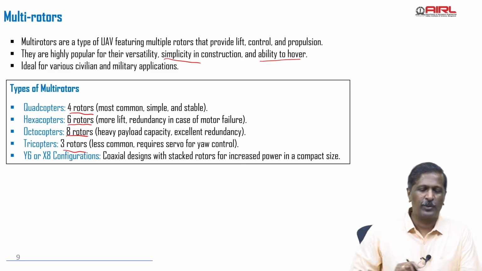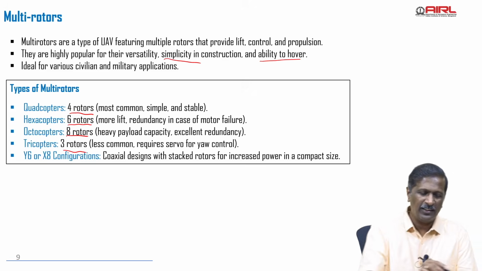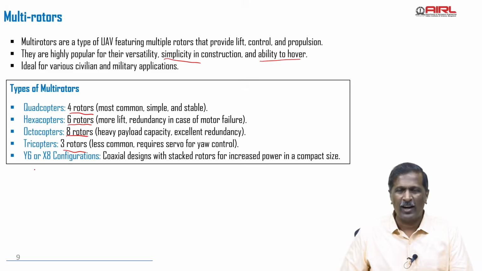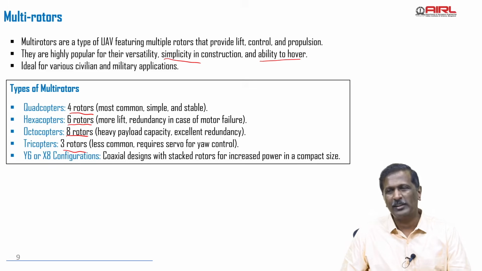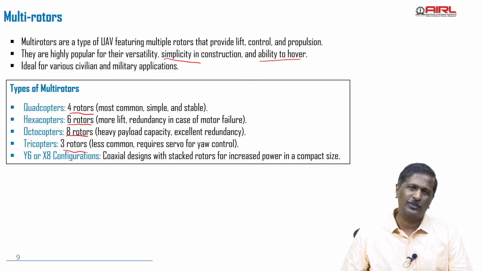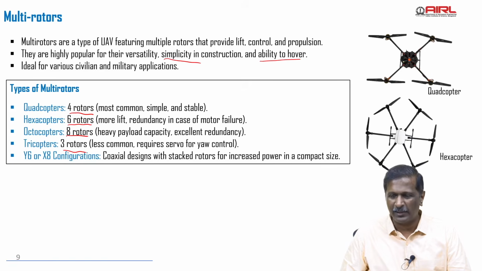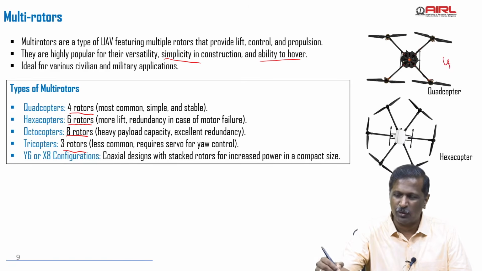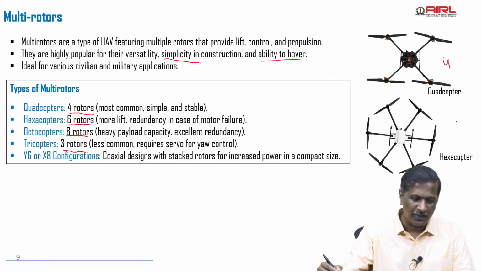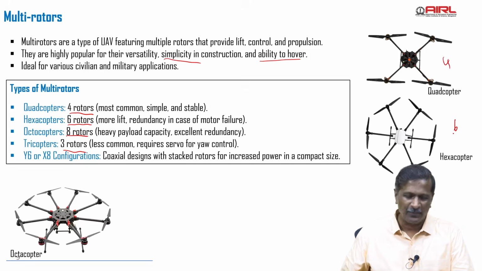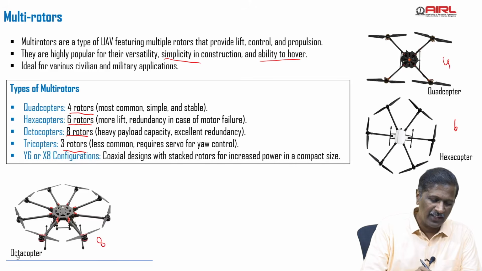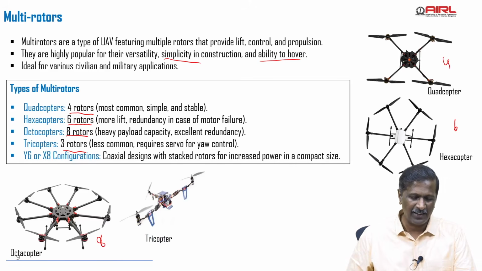Not just the number of rotors, it also depends on configurations, right? How the motors are going to be placed, you can have coaxial, or you can have stacked rotors to increase the power and get a compact size, right? So what we have is a quadcopter, which as I mentioned has 4 rotors. A hexacopter has 6 rotors, right? And octocopters have an 8 rotor system, right?